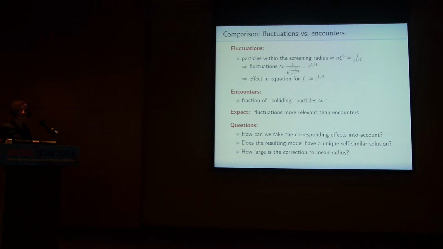But anyway, with this rough understanding of the scaling, the question is now more precisely, how can we really set up a model that takes these effects into account? Then once we have the model, remember the main question: does the resulting model have a unique self-similar solution, which is then an attractor for all solutions? And how large is the correction to the mean radius? This is one of the basic quantities you want to know. How large is the correction to the coarsening rate? This is what you also saw in the graph of the many experimental and theoretical results before.